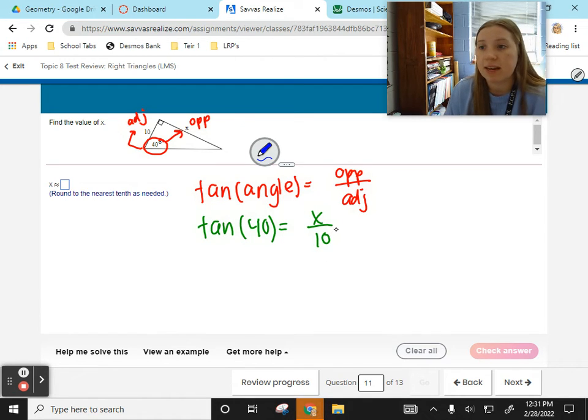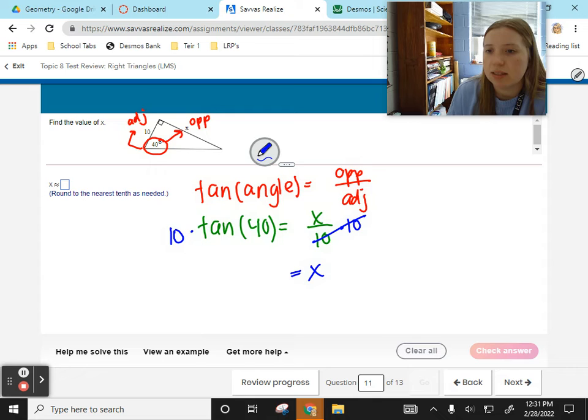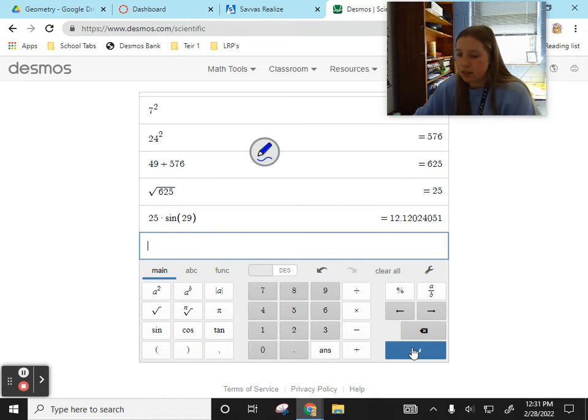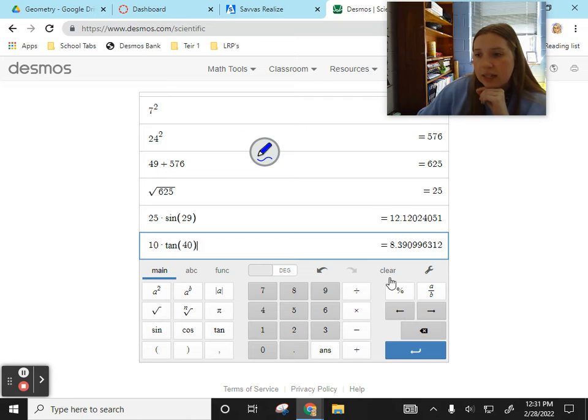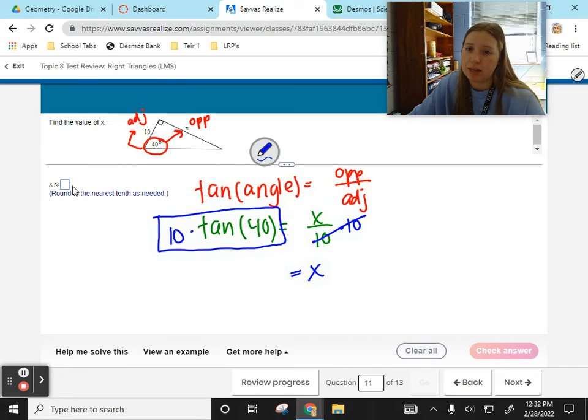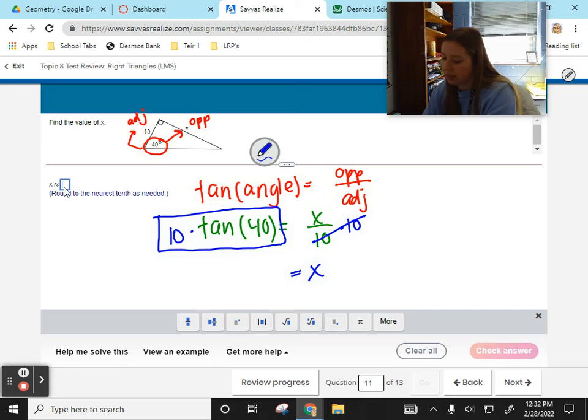I want to get rid of the 10 in my denominator, so I'm going to multiply both sides by 10. My 10s cancel each other out, and this is what I'm going to type into my calculator. 10 times tan of 40. That is 8.39. This 9 is going to bump my 3 up to a 4. So I'm going to type in 8.4.